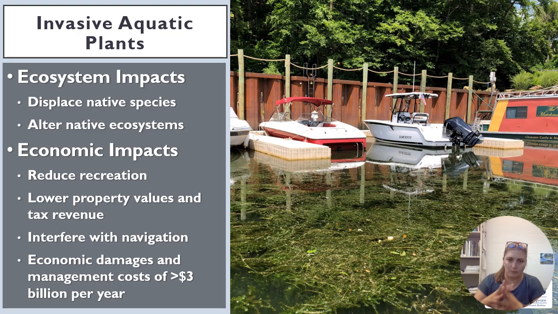So most of the time when you hear about invasive plants, you hear about the terrestrial side of things, but aquatic plants are important as well. So invasive plants displace native species and they alter native ecosystems, very similar to terrestrials. And then from an economic perspective, they do reduce recreation, they lower property values and tax revenue, they interfere with navigation, and economic damages and management costs for the country are greater than $3 billion per year. So they can really wreak havoc on an area.